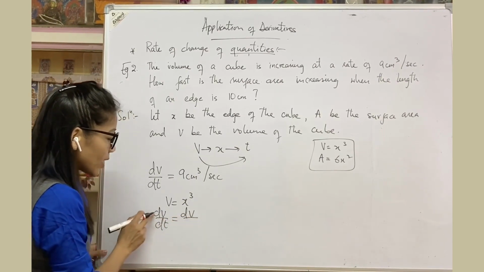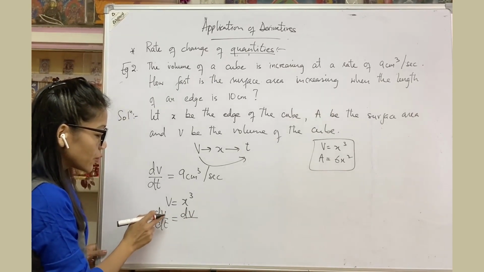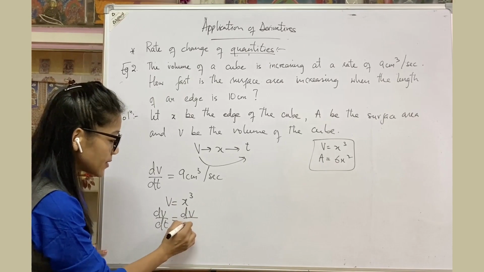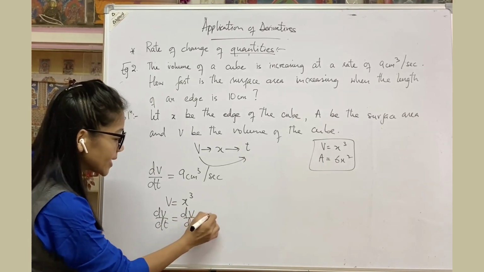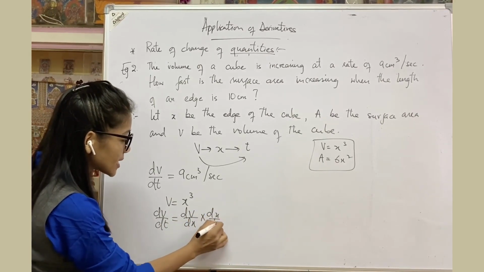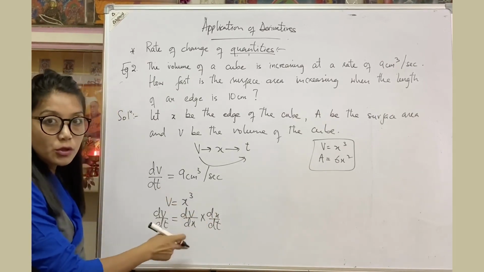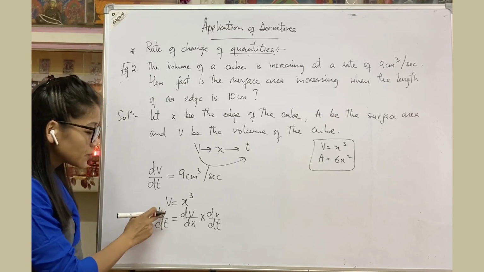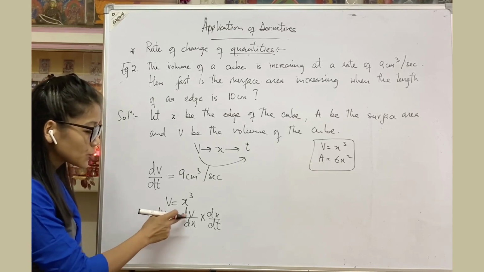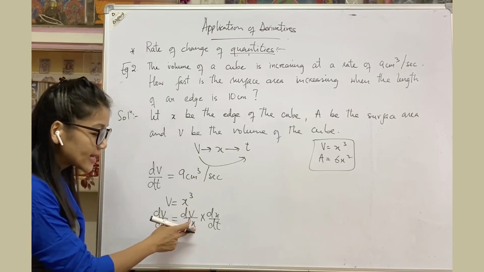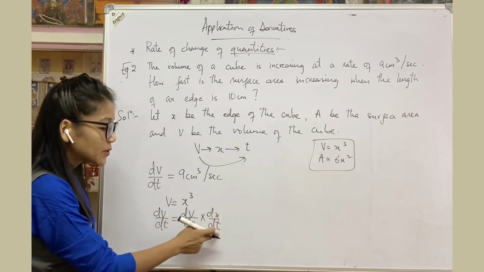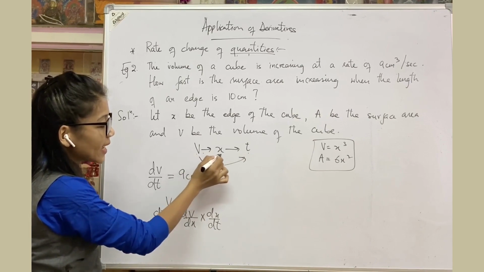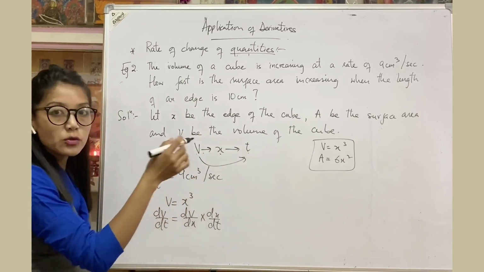So to get the rate of change of volume with respect to time, first volume will depend on side, so that is dV by dx, into, right, then this side is depending on time. So this is what the chain rule is, and we are going to apply it here. The rate of change of volume with respect to time equals the rate of change of volume with respect to side into the rate of change of side with respect to time. So dV by dt is dV by dx into dx by dt. So we are using the chain rule here.